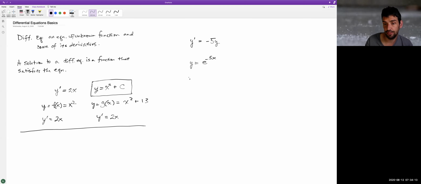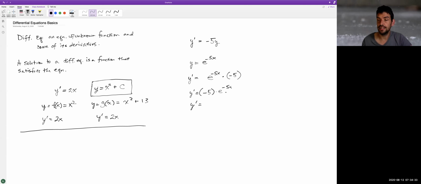If I take the derivative, I get y prime is equal to, well, I have an exponential, so we get the same thing back, but then we get a chain rule. We have to multiply by negative 5. Let's just rearrange things. This is negative 5 times e to the negative 5x, but notice e to the negative 5x is just y, right? That's what the solution is. And so this function does satisfy this differential equation.